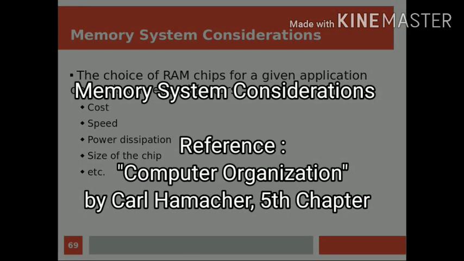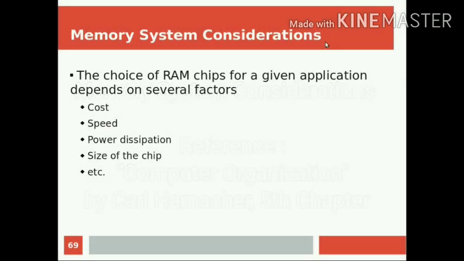Okay, next we have to discuss the memory system considerations. The choice of RAM chips for a given application depends on several factors: cost, speed, power dissipation, size of chip, etc.